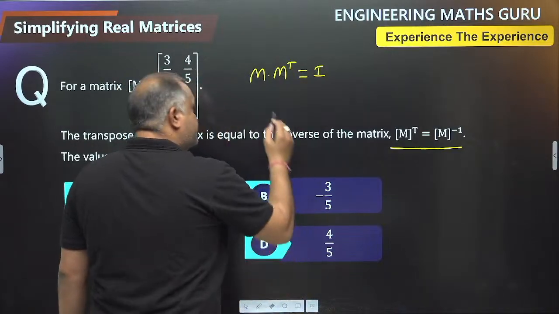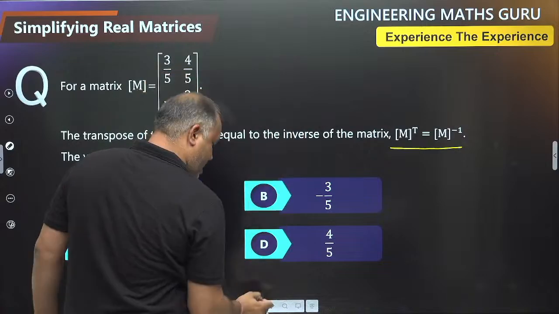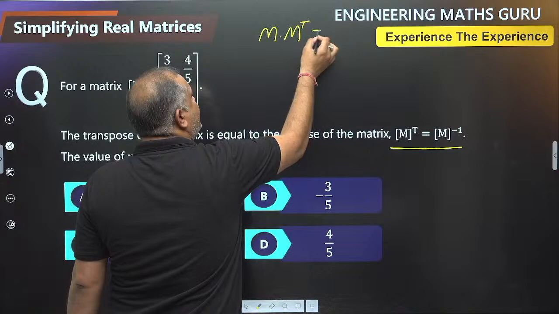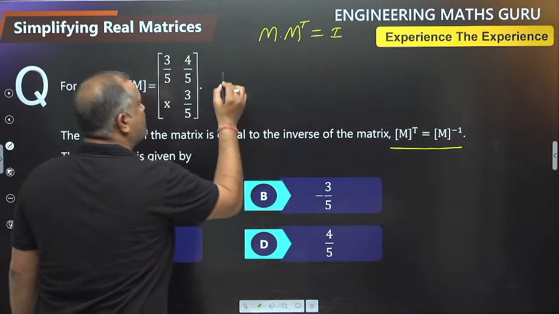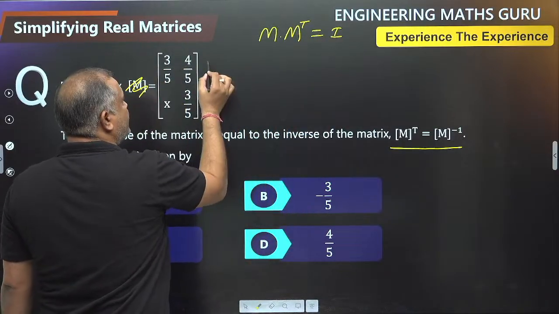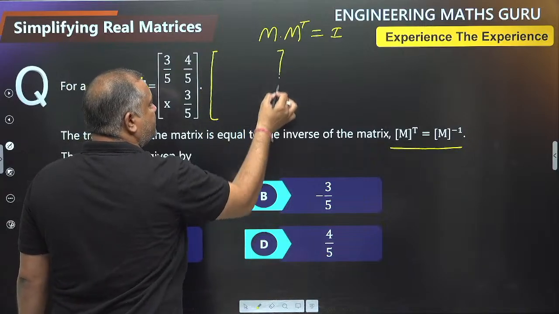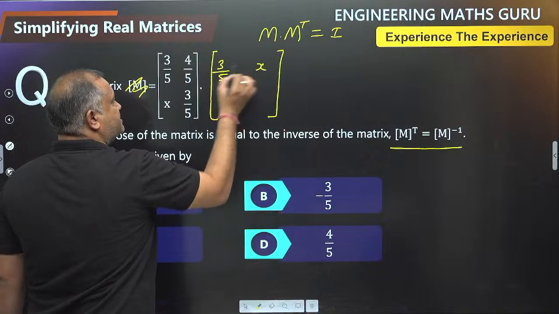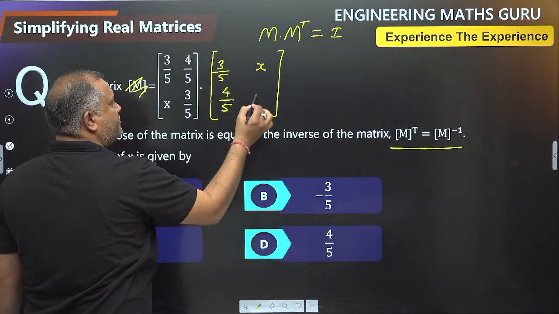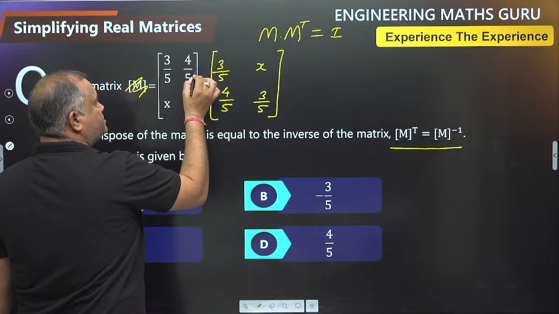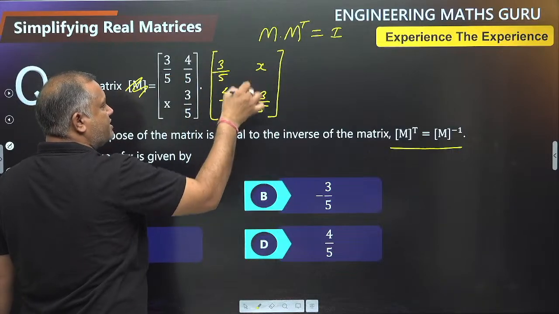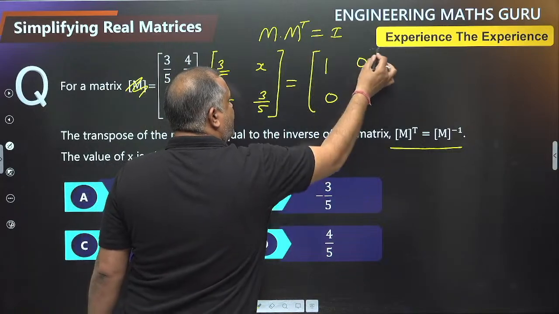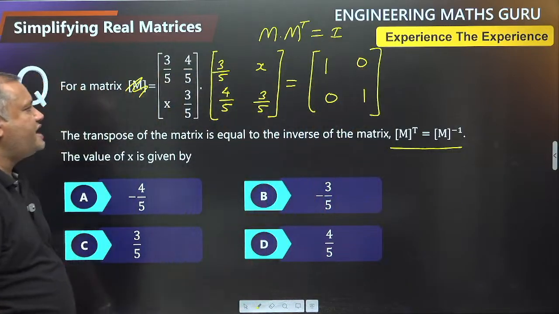ओहो, ये तो हमने सोचा ही नहीं था. मैट्रिक्स M और उसके ट्रांसपोज को मल्टीप्लाई करने पर आपको यूनिट मैट्रिक्स मिलेगा दोस्तों. तो ये रहा M, उसको M ट्रांसपोज से मल्टीप्लाई कर देते हैं. What is M transpose? 3 by 5 and X, and 4 by 5, 3 by 5. First row becomes first column, second row will become second column, and this must be equal to 1 0 0 1. I want to calculate X, मुझे X चाहिए.